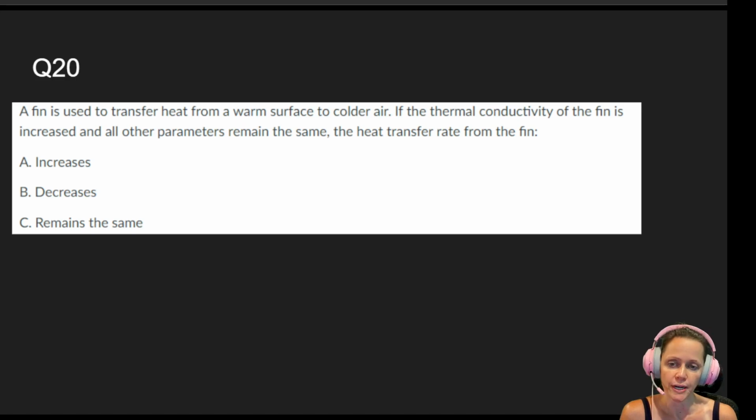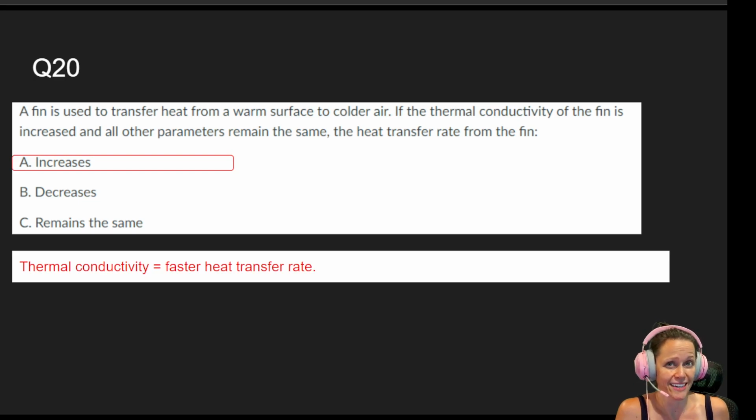All right, question 20. A fin is used to transfer heat from a warm surface to colder air. If the thermal conductivity of the fin is increased and all the other parameters remain the same, the heat transfer rate from the fin, well, it's going to increase, right? K goes up, faster heat transfer rate.